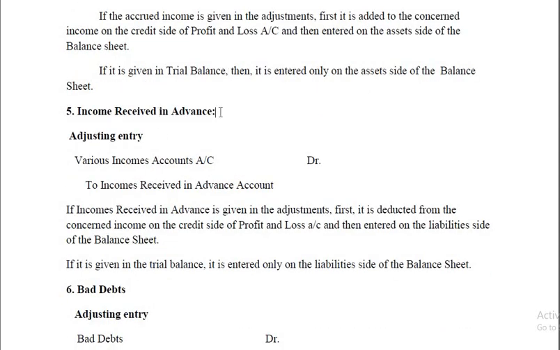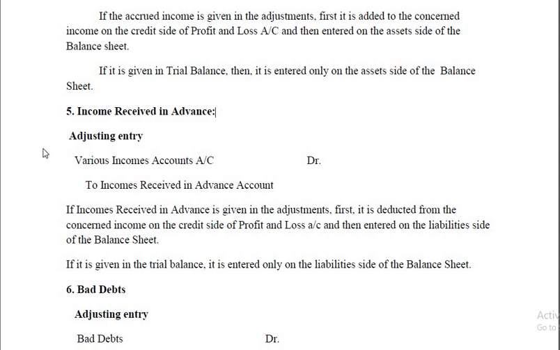Income received in advance. So here, though you have not earned the income, you have already received that. It is as good as a liability. And the adjusting entry for that is various incomes account debtor. For example, rent received in advance or pre-received rent. In that case, rent account debtor to rent received in advance account or pre-received rent account.